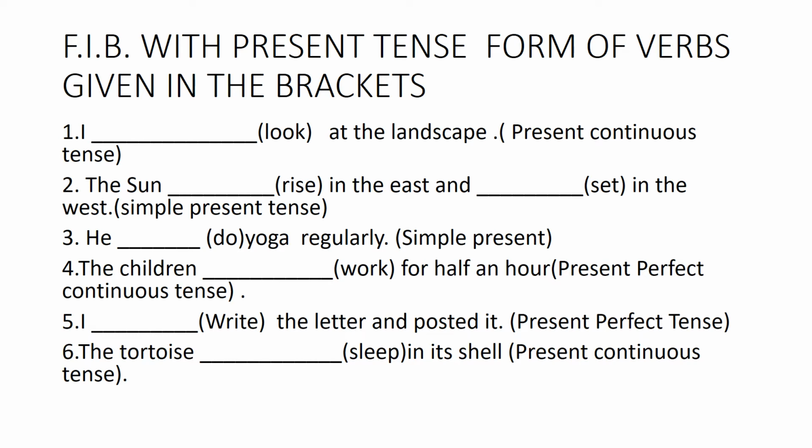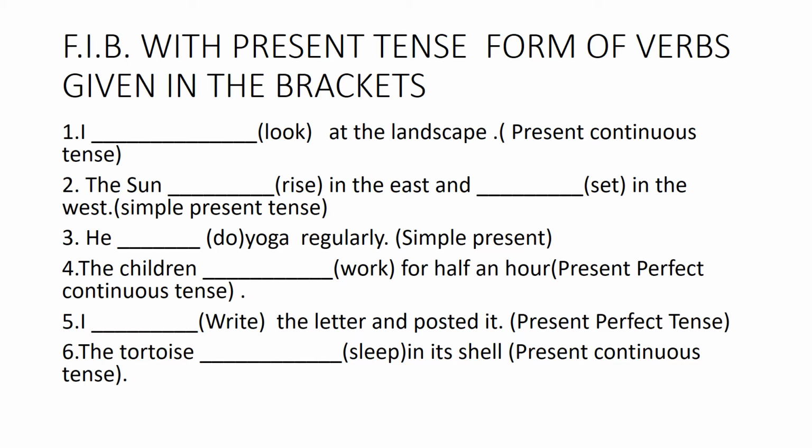Third example, he dash yoga regularly. Simple present tense. The subject is he, she, it, so it is does. Here the subject is he. So he does yoga regularly.